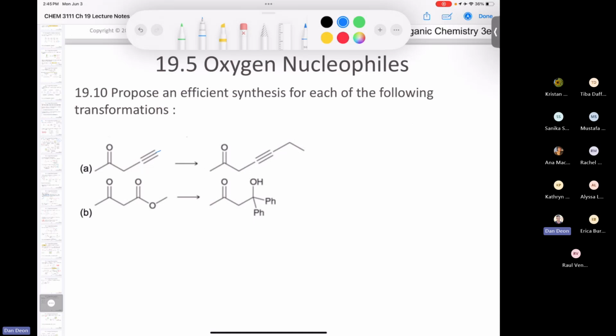Right here we have a terminal alkyne, which you need to deprotonate and then add ethyl iodide to it. But you have to have the carbonyl protected, because when you treat that with your strong base, the strong base could act as a nucleophile and attack that carbonyl. So it's the same rationale here. You want to protect this as a cyclic acetal.